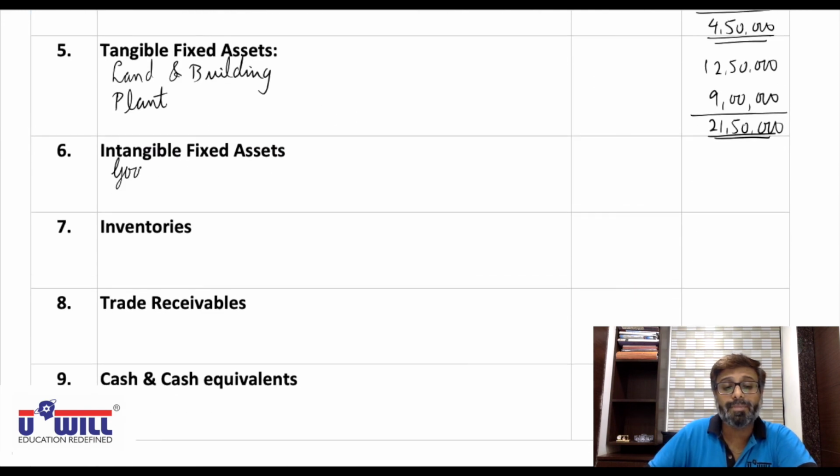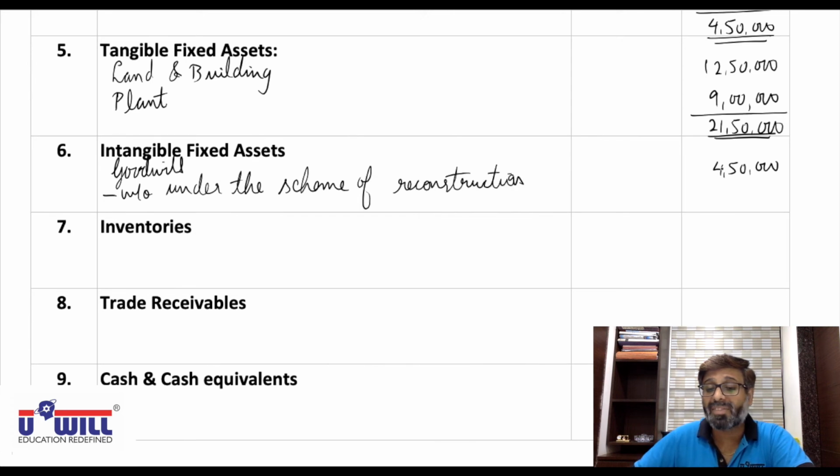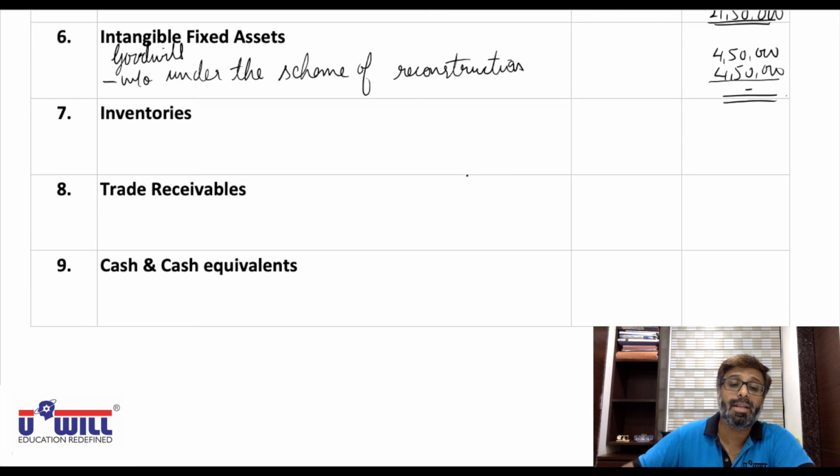Goodwill 4,50,000 minus written off under the scheme of reconstruction 4,50,000. So amount becomes nil. Okay, goodwill's amount becomes nil.